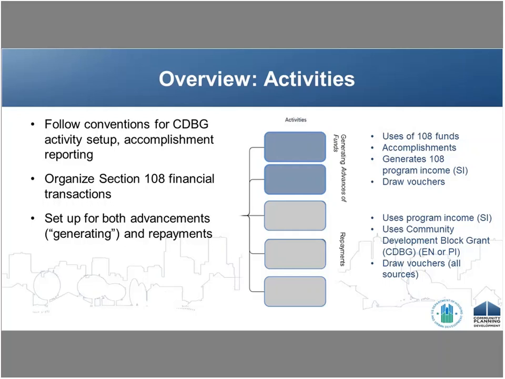Again, we see the generating activities are the use of 108 funds. That's where we show our accomplishments and our national objective achievement. And if there were any program income receipts generated, those will be associated with that generating activity. And then the repayment activity uses that program income if it comes into play, and then it's also how it will indicate if you are using CDBG funds, either EN or PI funds, to repay the debt service on the loan.